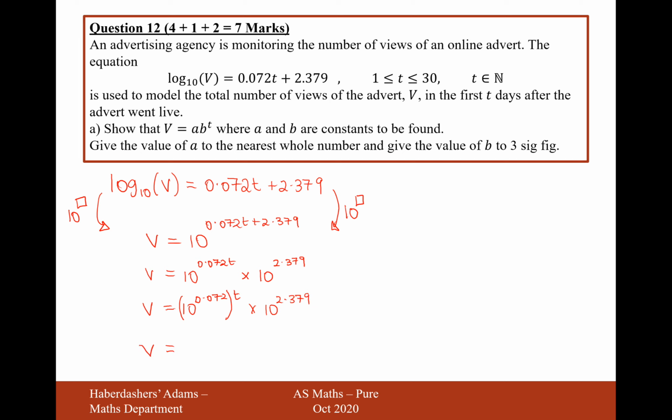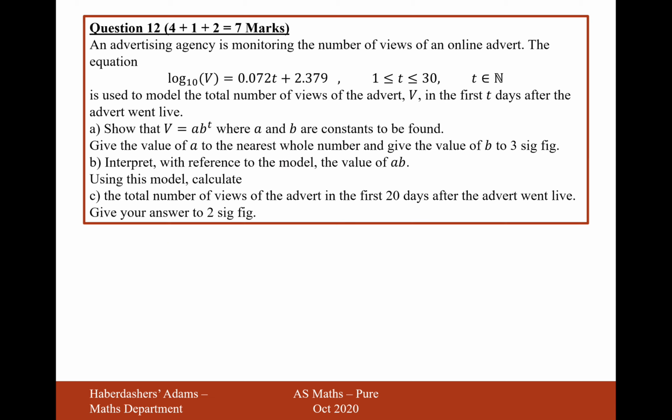And now it's time to work out what these two values are. 10 to the power of 0.072 on the calculator will give us 1.18 to three significant figures, times 10 to the power of 2.379, which is going to be 239. So therefore A is equal to 239 and B is equal to 1.18. So there we are, that's the answer to part A.